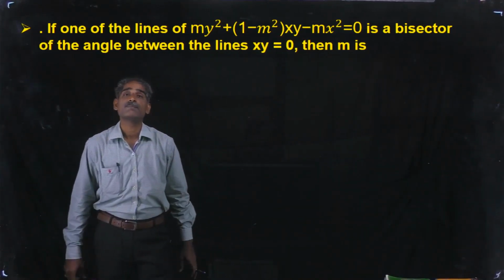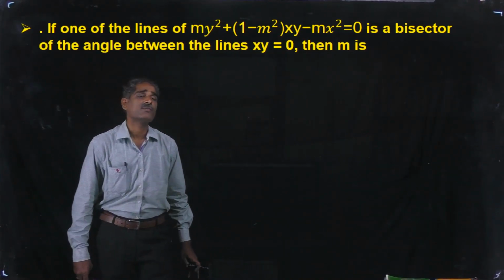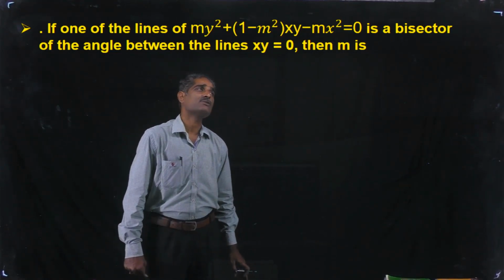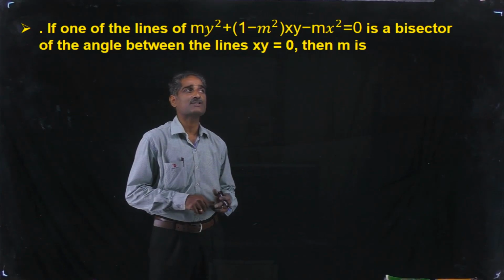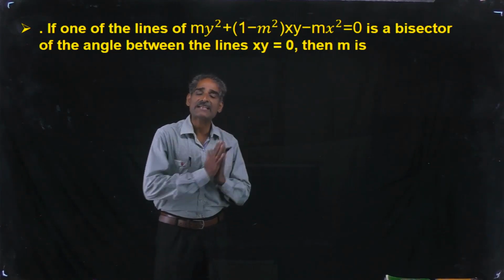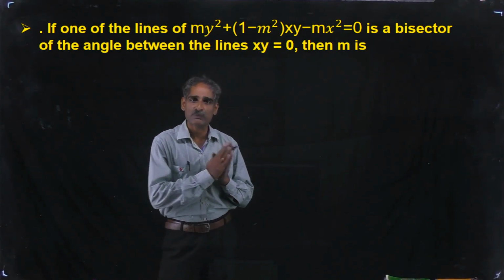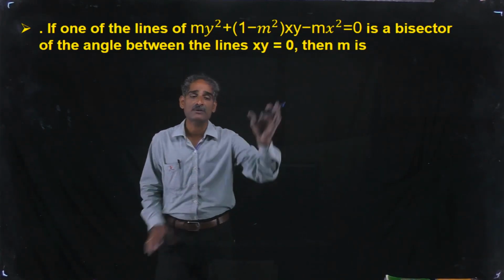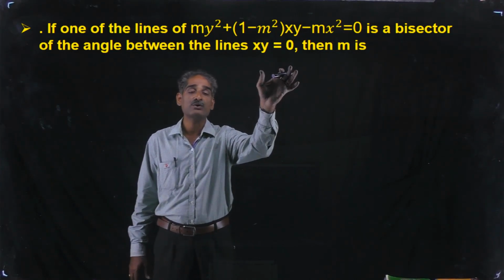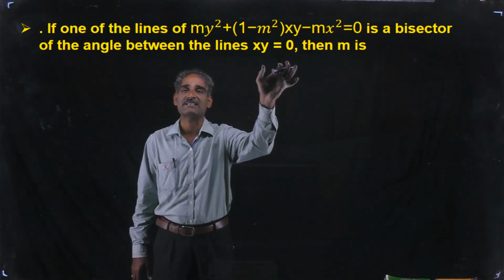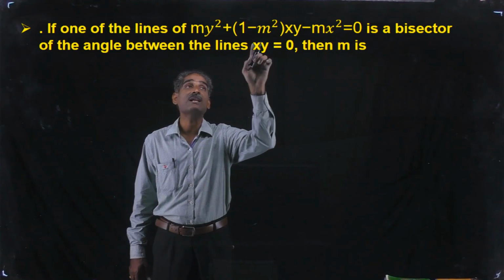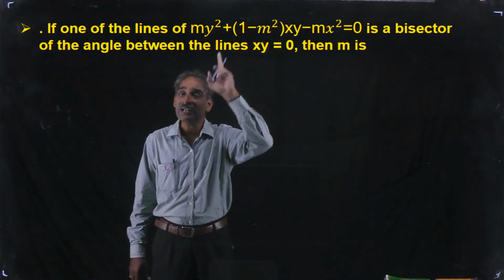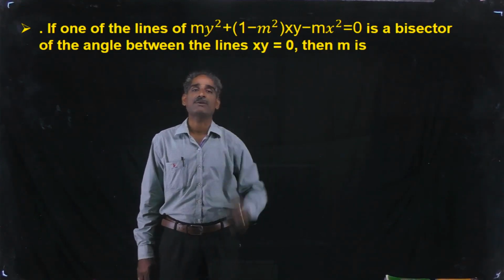See this problem. If one of the lines of m y square plus (1 minus m square) xy minus m x square equal to 0 is a bisector of the angle between the lines xy equal to 0, that means the angular bisector of the coordinate axes. The equation xy equal to 0 represents the coordinate axes. Here one of the lines of the pair of lines is given, and this line is a bisector of xy equal to 0.